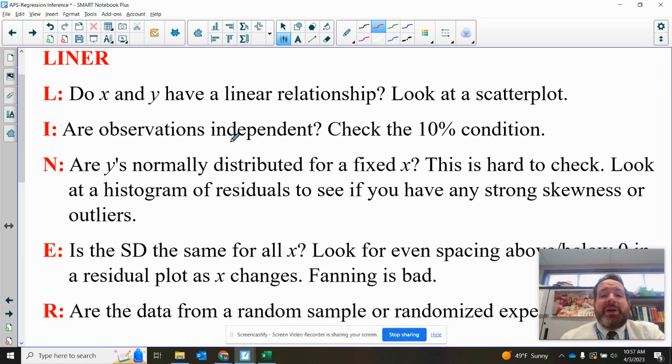Next, the I. Are your observations independent? If they come from an experiment, they are. If you are, going back to our example of heights and weights in Davis, taking from a population without replacement, check your 10% condition.